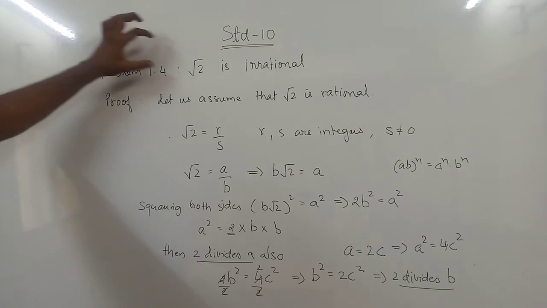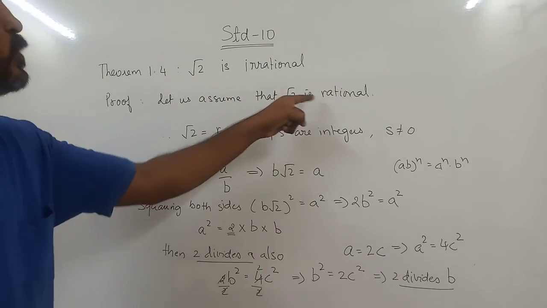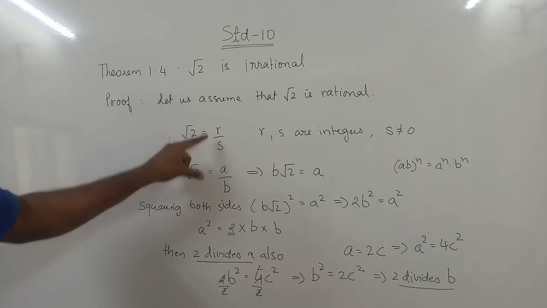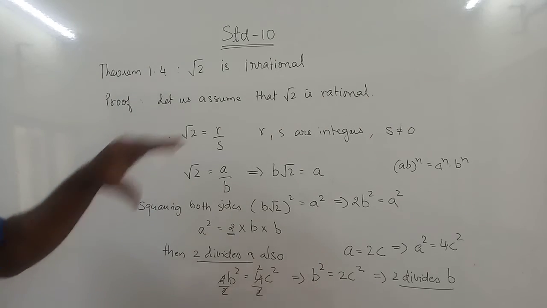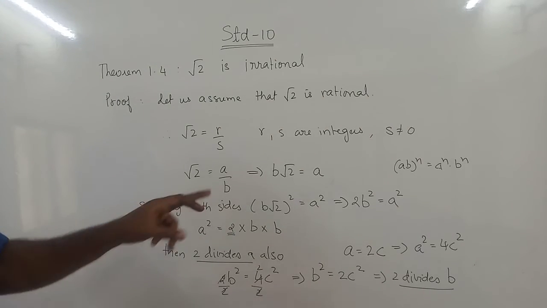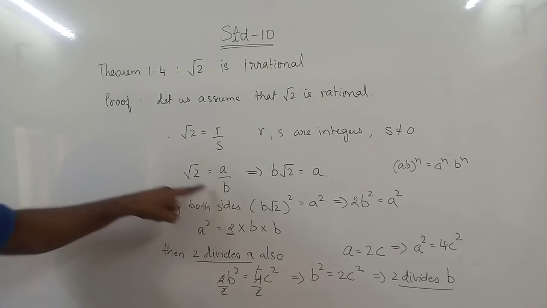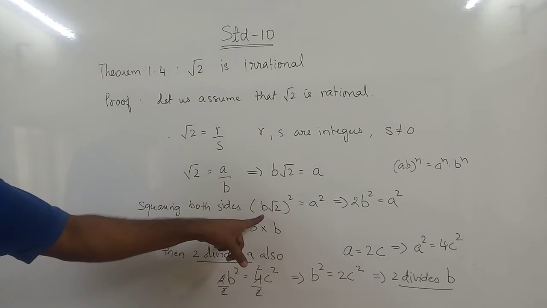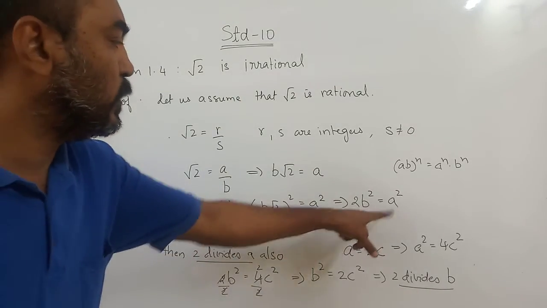We have to prove root 2 is irrational. We assume that root 2 is rational because we are doing the method of contradiction. So if root 2 is rational, it can be written in p by q form. I have written r by s form. But r by s can have some common factors. So I simplified it and made it into a by b form where there is no common factor other than 1. Then on multiplying, I get b into root 2 equal to a. Squaring both sides, b square, root 2 into root 2 is root 4, that is 2. So 2b square equal to a square.